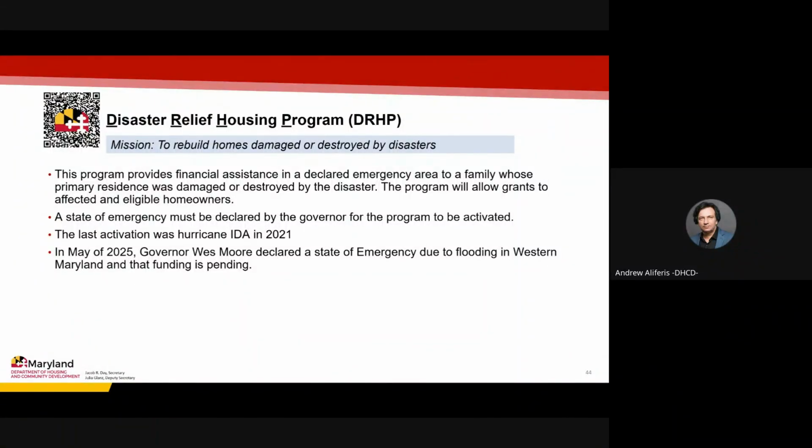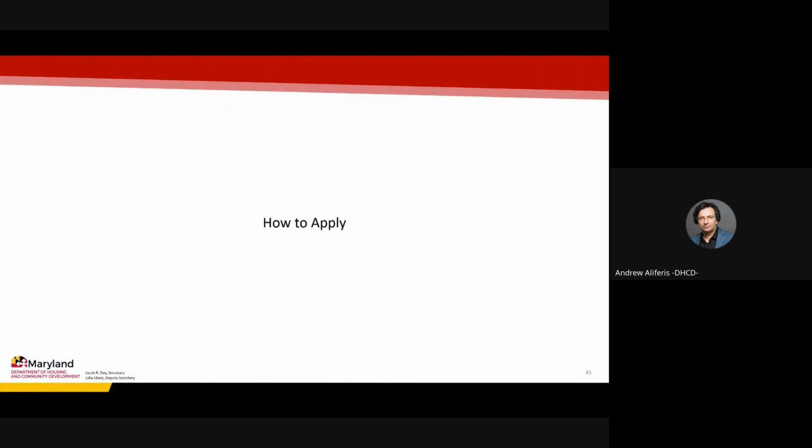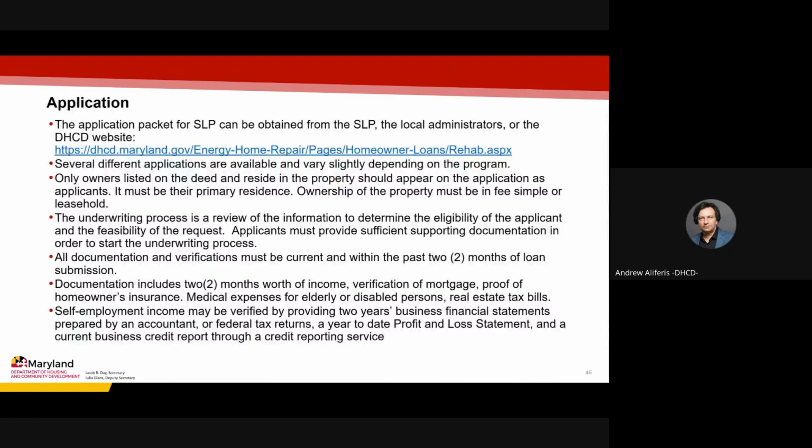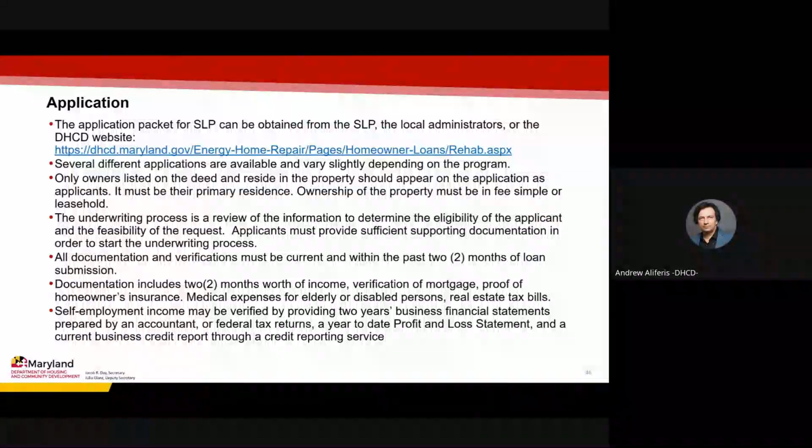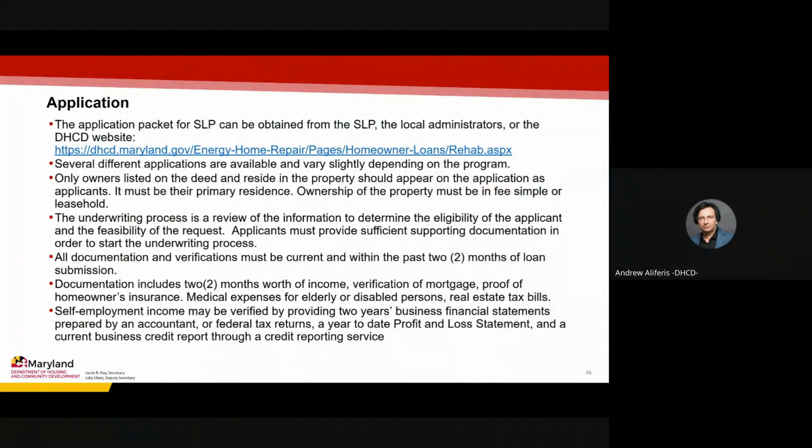Next slide. And then the rest of this is information on how to apply for the program. And then also there's a reference at the very end of this. So I think everyone is going to get a copy of this. So this will give you the answers that you need in order to be able to apply for our program.